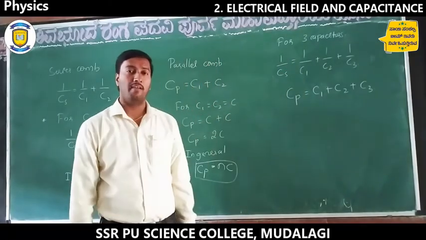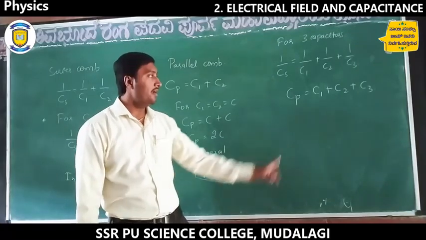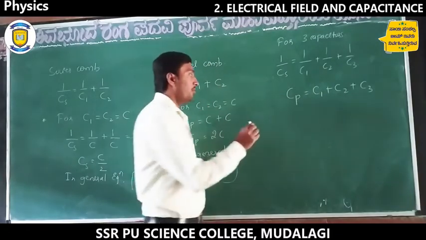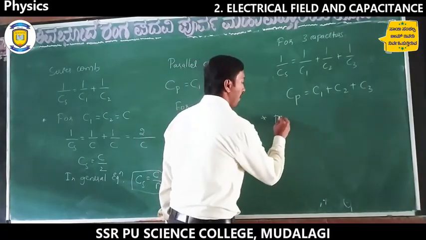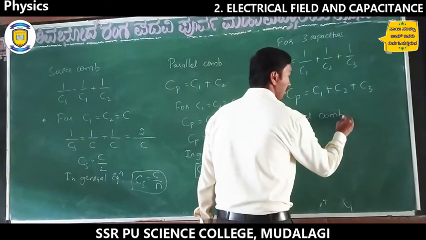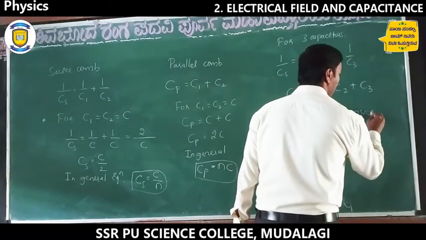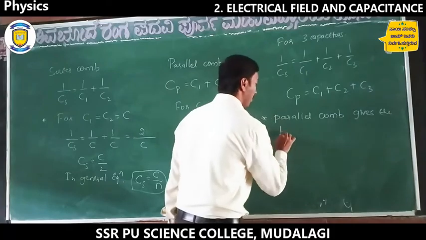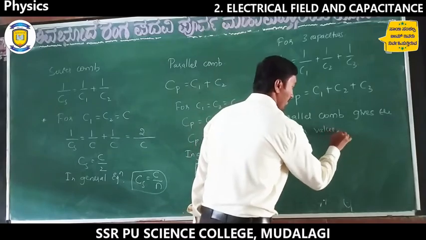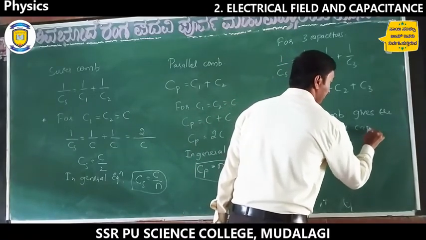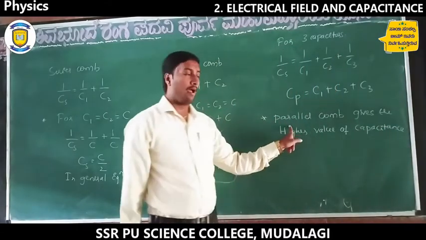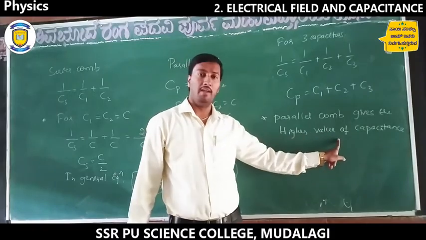ನಮಗೆ ಹೈಯೆಸ್ಟ್ ವ್ಯಾಲ್ಯೂ ಬೇಕಾಗಿತ್ತು ಅಂದ್ರೆ ಯಾವ್ದು ನಾವು ಕಾಂಬಿನೇಷನ್ ತಗೋಬೇಕಾಗಿತ್ತು ಅಂದ್ರೆ parallel combination. So parallel combination gives the higher capacitance. Note down this one point, very important point. Parallel combination gives the higher value of the capacitance.